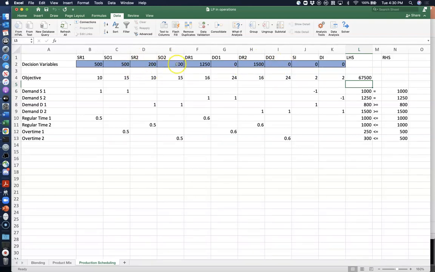So you basically are only using overtime for standard wheels, and obviously that makes sense because overtime for the deluxe wheels is so much more expensive, right? And that's the final solution. It costs you 67,500 for the manufacture plus inventory cost, and you cannot do this for less. As you notice, you're not carrying any inventory over. So you had the potential option for carrying inventory over, and you're not doing that, right? Okay. So this is the solution for the production scheduling problem. All right. Take care.